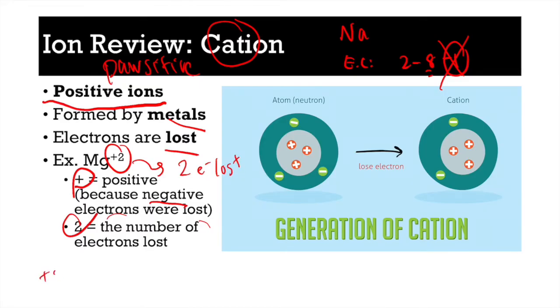What would plus 3 mean? If something had a plus 3 charge, what does that mean? Hopefully you said 3 electrons lost, which would be correct. And what if I wanted to say that 1 electron was lost? How would I write that? If something lost 1 electron, it would have a plus 1 charge.